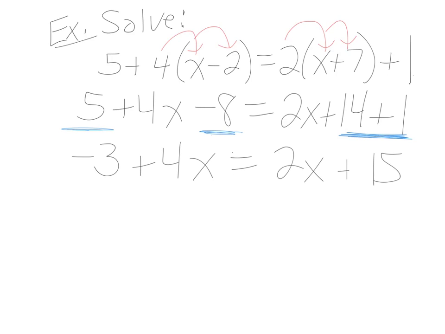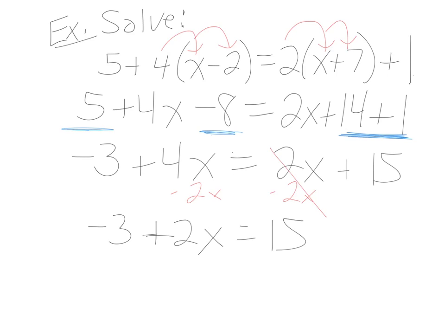So I want to get my x's together. To bring my 2x over to join with the 4x, since it's a positive 2x, I have to do the opposite, which is negative 2x. That gives us negative 3 plus 2x equals 15.